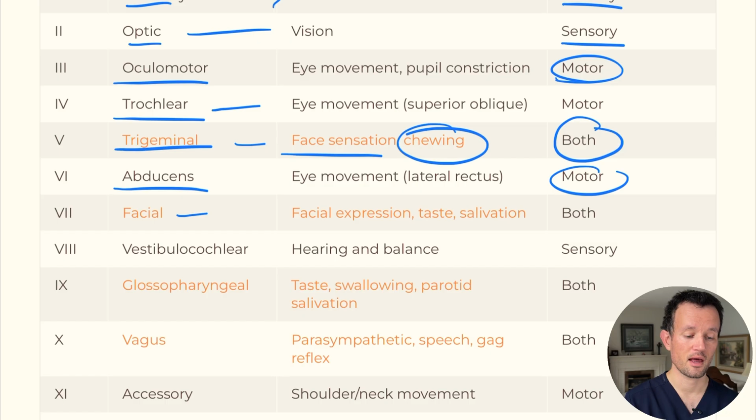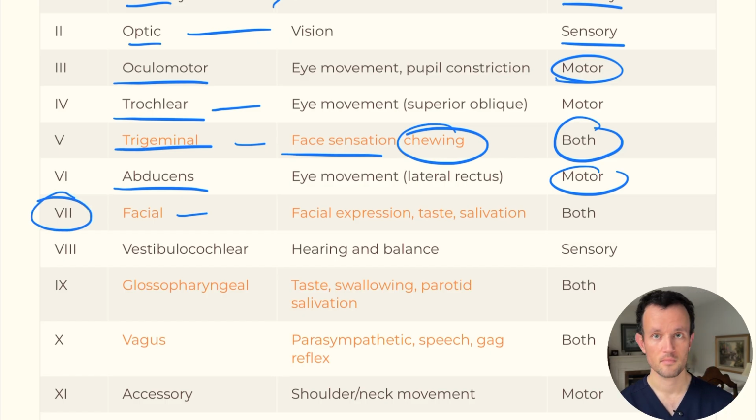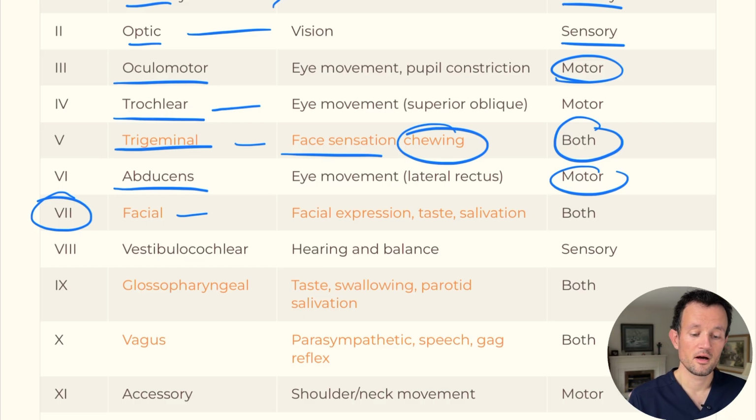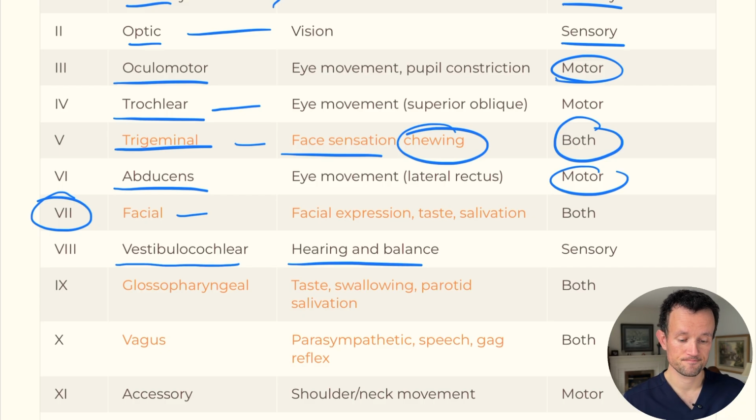Facial, that's cranial nerve 7. You do need to know that. Expect a question about cranial nerve 7 because they want you to know, oh, someone has Bell palsy or their face is numb. What cranial nerve is that? That's cranial nerve 7. Vestibulocochlear, that is going to be hearing and balance for your ear. Right, sorry, that's 8, not 7.